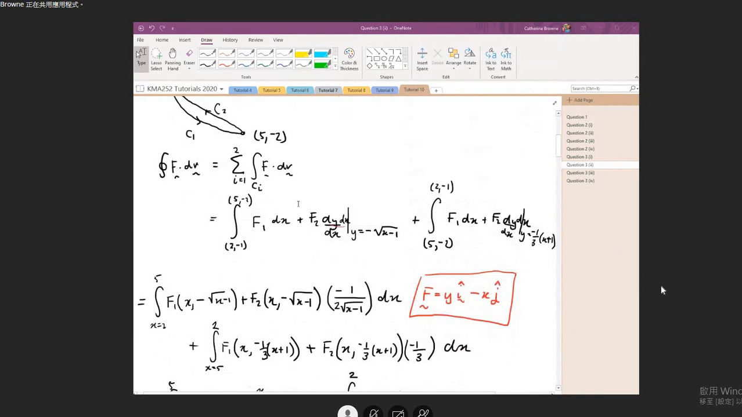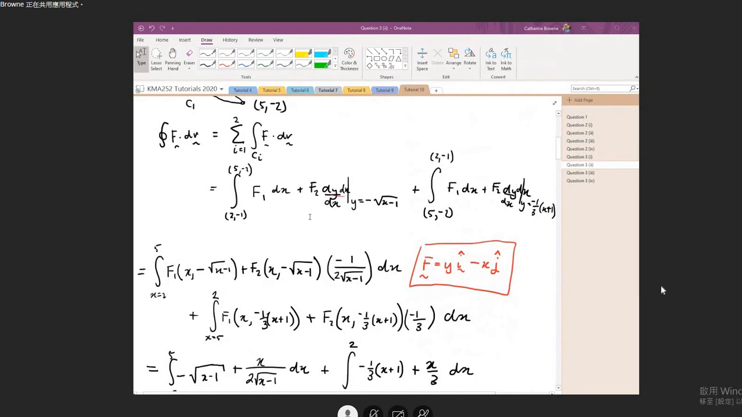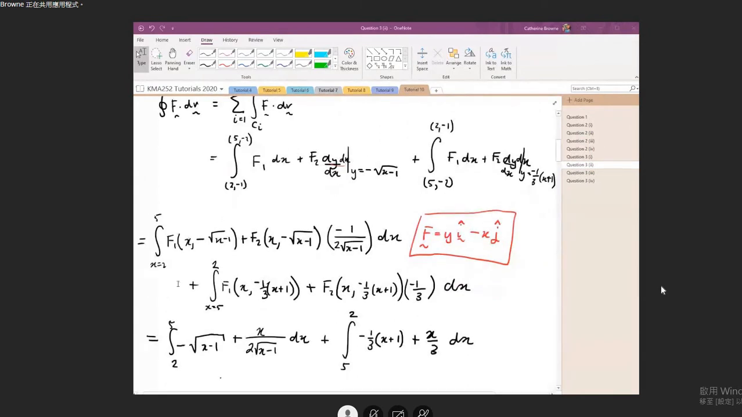Is this for question 3? Yeah, see where you are there? Yes. How do you get from there to two equal signs down? So here, my f1 was y. Yep. So in that case, it's minus x minus the square root of x minus 1. So that's what I've got here. And then my f2 is minus x. So I get minus x.